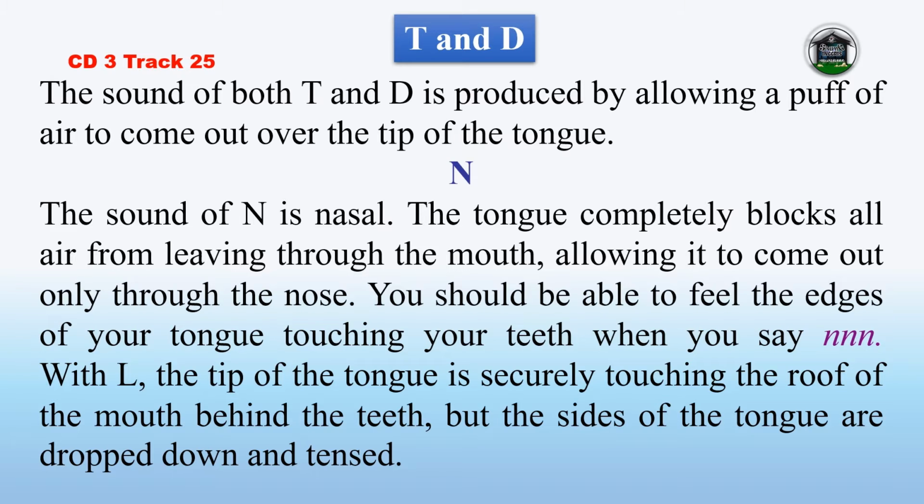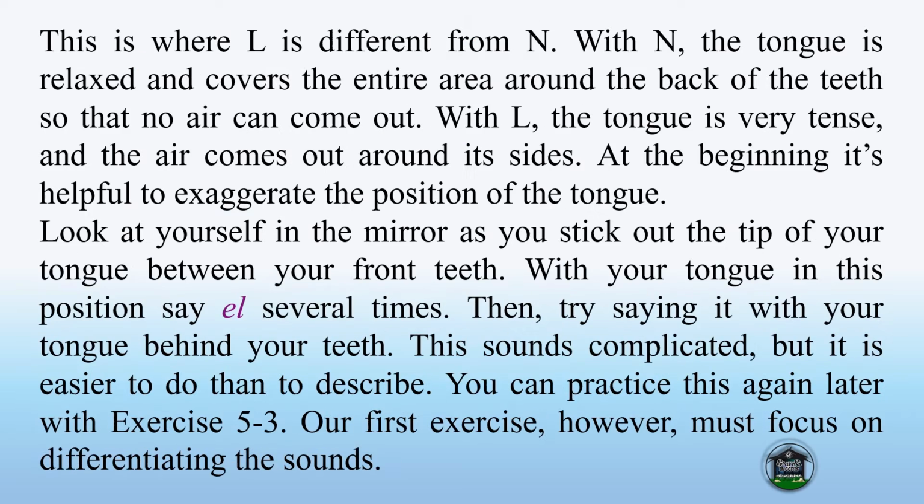You should be able to feel the edges of your tongue touching your teeth when you say L. With the L, the tip of the tongue is securely touching the roof of the mouth behind the teeth, but the sides of the tongue are dropped down and tense. This is where L is different from N. With N, the tongue is relaxed and covers the entire area around the back of the teeth so that no air can come out. With L, the tongue is very tense and the air comes out around its sides.